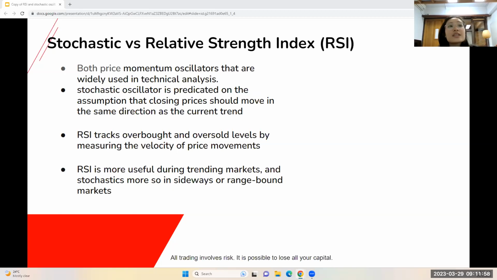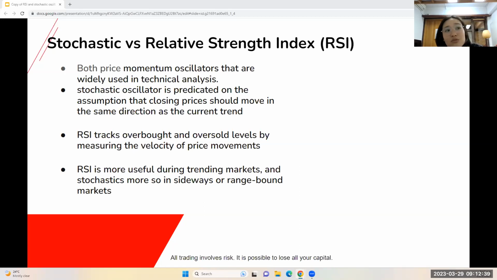Okay, so now let's look at the differences between stochastic versus RSI. The reason why we are talking about stochastic as well as RSI, even though this webinar is for RSIs, is because they are both price momentum oscillators and they're widely used in tandem. They each have different underlying theories, but the underlying method is about the same because it's based on price momentum. The stochastic oscillator is predicated on the assumption that closing prices should move in the same direction as the current trend.